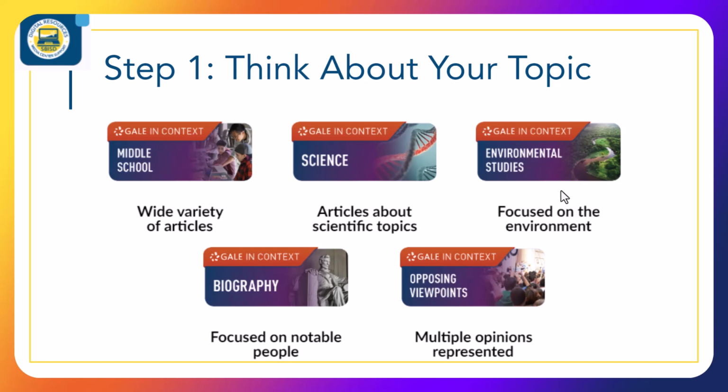Okay, so if your topic has to do with artificial intelligence, I'm going to recommend that you go with science. You could also do science if you were doing a project on climate change, but obviously environmental studies is going to be more keyed into that particular topic. But if you're doing a project on George Washington, biography is going to be the way to go. So you have to think about your topic.